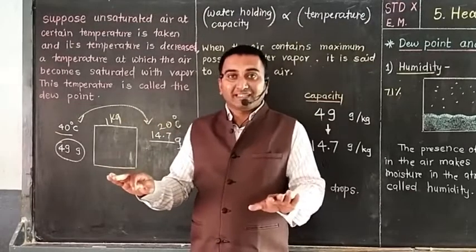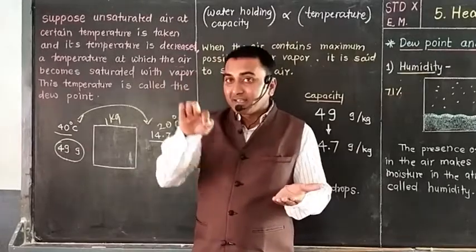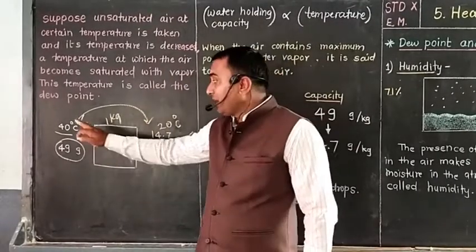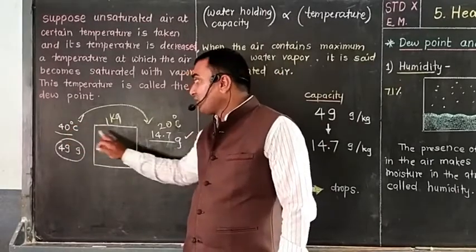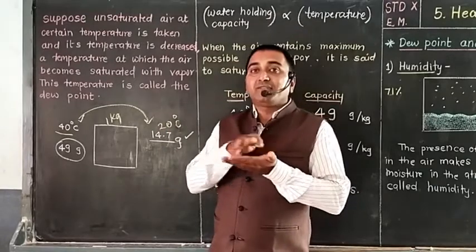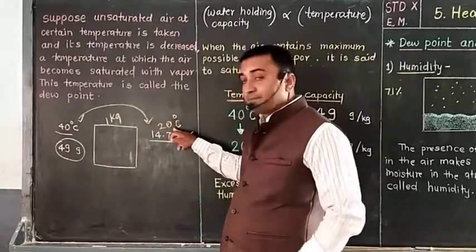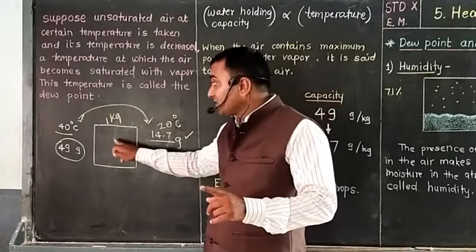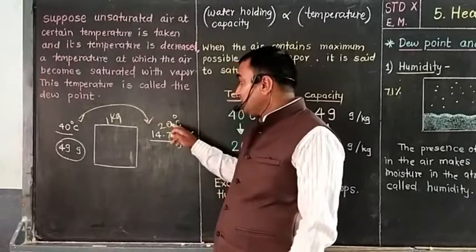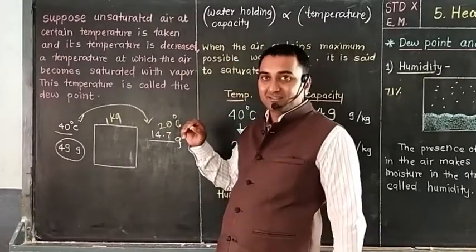Because two means were there: the first, to increase the water vapors, or second, decrease the temperature. We have adopted the second means. By decreasing the temperature of this air block from 40 degrees Celsius to 20 degrees Celsius, we made that air saturated. So such a temperature, without increasing or decreasing the water vapors, by changing the temperature, is considered as a dew point. Got the point?